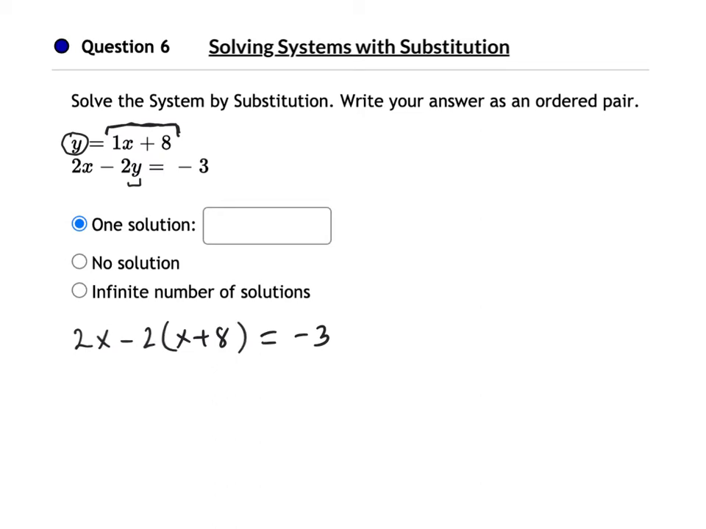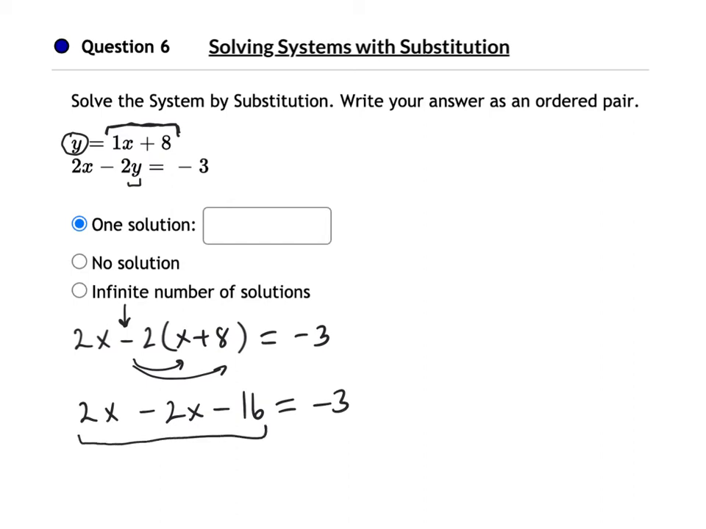We're going to distribute negative 2 through the parentheses. Negative 2 times x, negative 2 times 8. Don't forget the negative when there's a minus in front of parentheses. 2x, negative 2 times x is negative 2x, and negative 2 times positive 8 is negative 16, equals negative 3. Simplify, combine like terms. Uh-oh, look what happens here. 2x minus 2x is 0. So we get negative 16 equals negative 3. Uh-oh, something's wrong here.